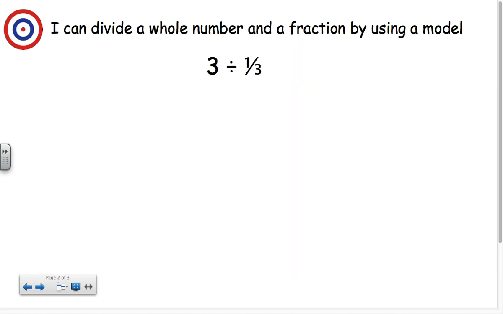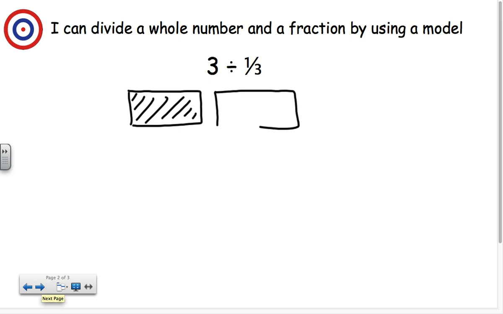All right, let's go ahead and try another one. Again, we're dividing a whole number and a fraction by using a model. This time we're going to do 3 divided by 1/3. So what I'm actually looking for here is I've got 3 whole amounts, and I want to know how many 1/3 size pieces can I get out of 3 whole amounts.